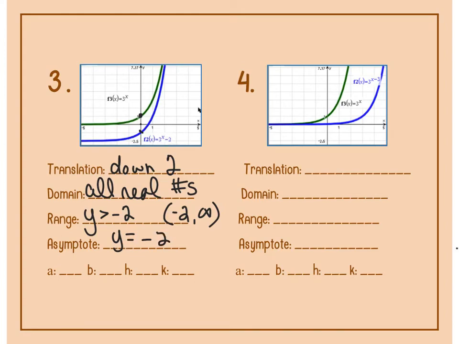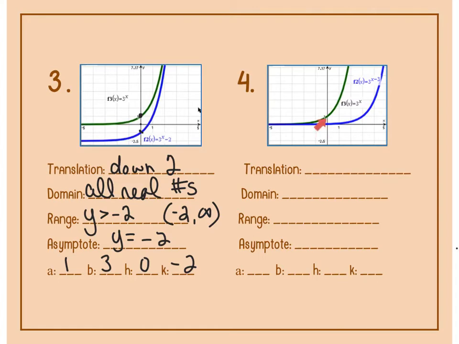Okay. A is the number that's in front of B. If you don't see one, your A is 1. Okay. The B value is 3. H is 0, because it did not move left and right, and K is -2. One more.